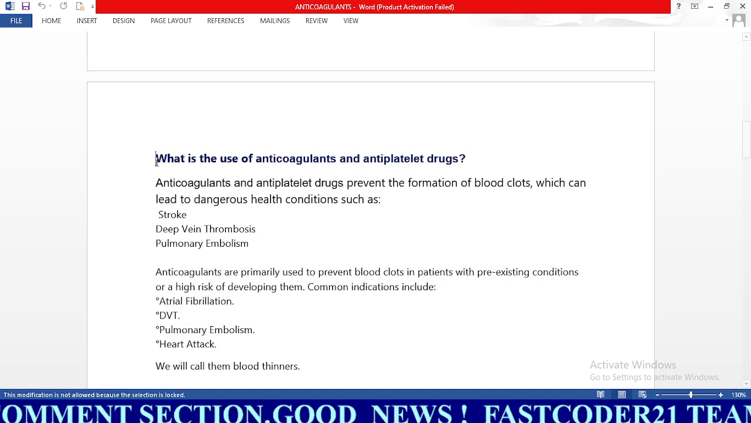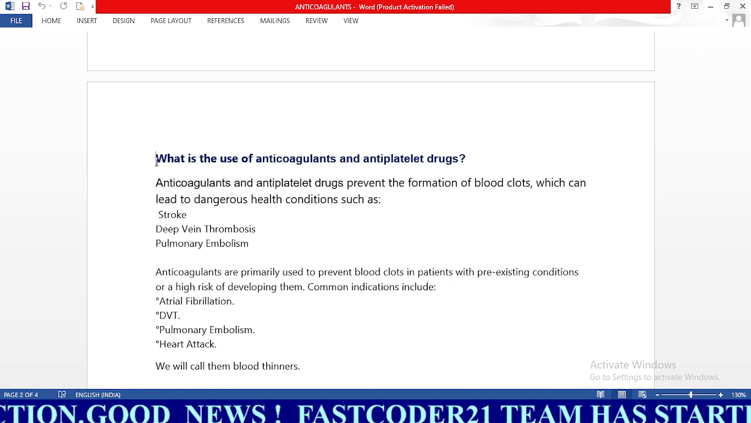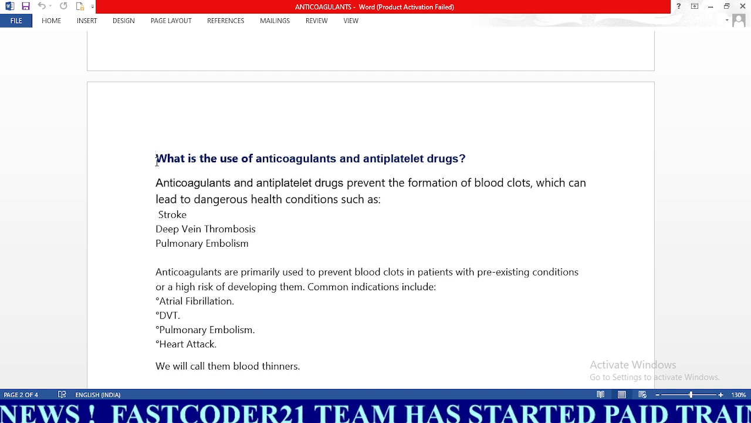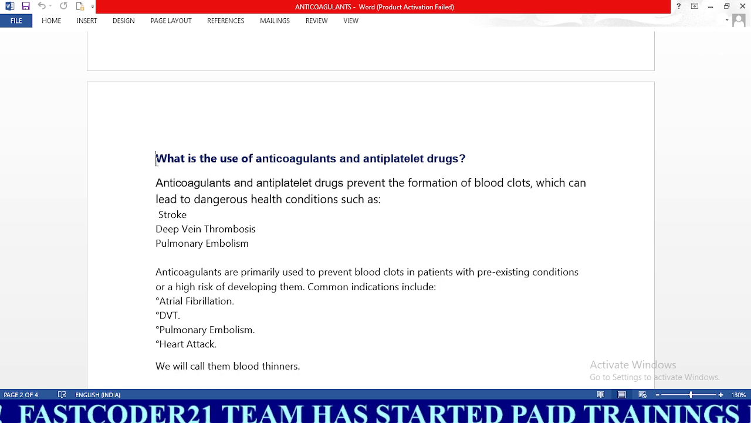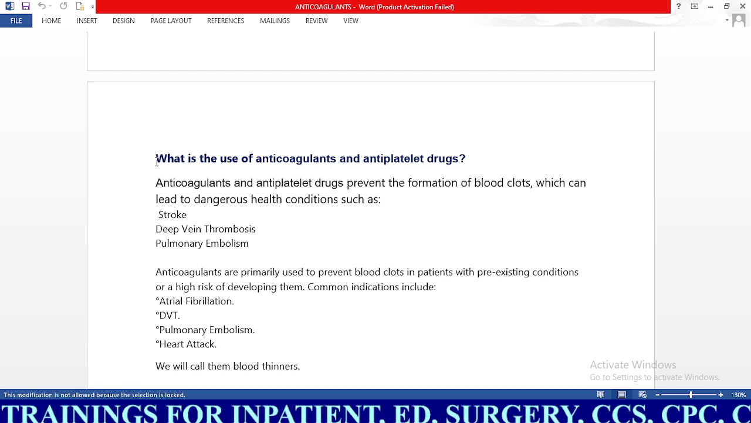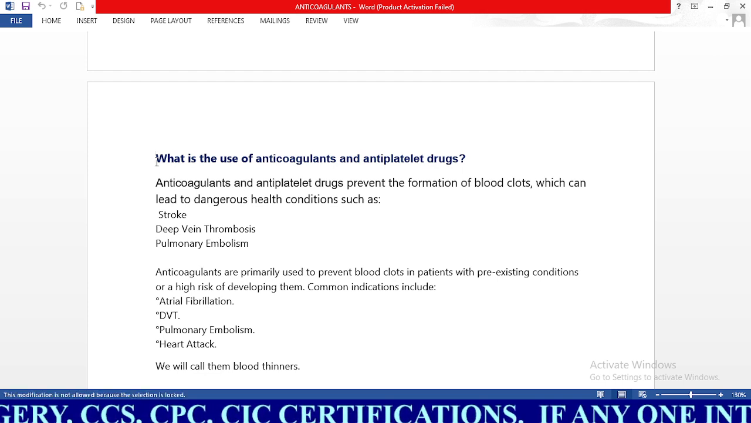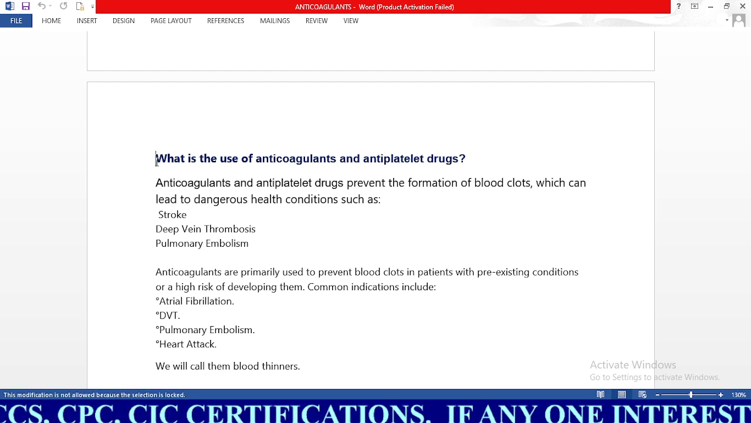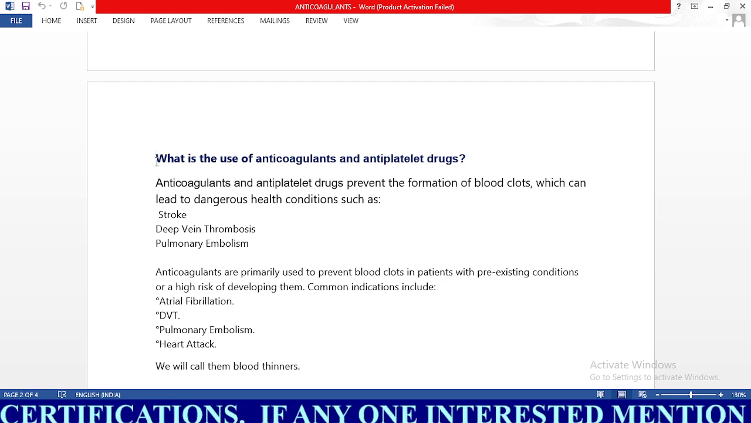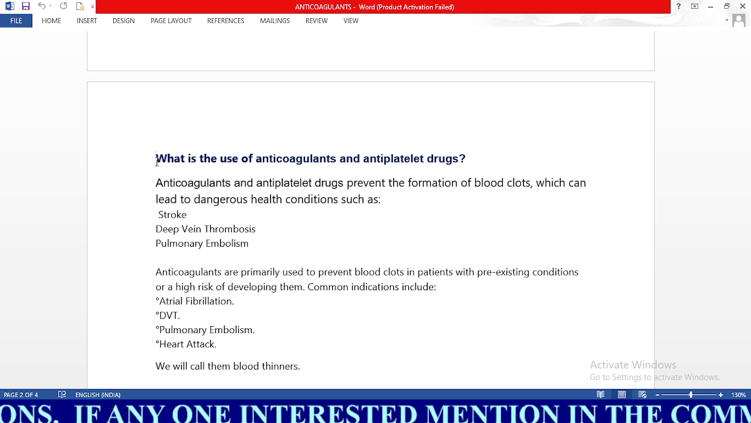So, what is the use of anticoagulants and antiplatelet drugs? Basically, anticoagulants and antiplatelet drugs prevent the formation of blood clots, which can lead to dangerous health conditions such as stroke, deep vein thrombosis, and pulmonary embolism. So in order to prevent blood clots and also prevent stroke, deep vein thrombosis, and pulmonary embolism, we will use anticoagulants and antiplatelet drugs.